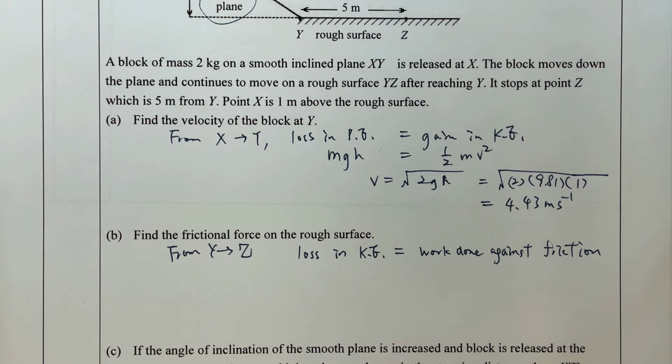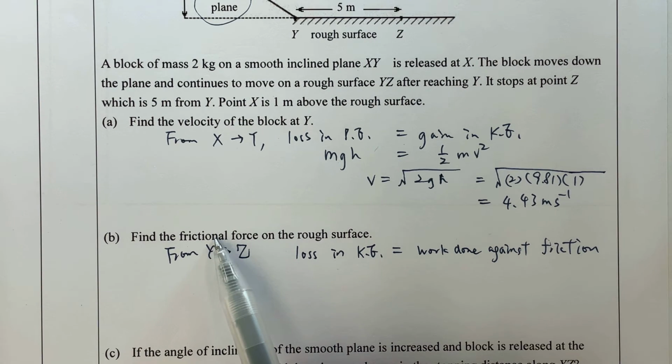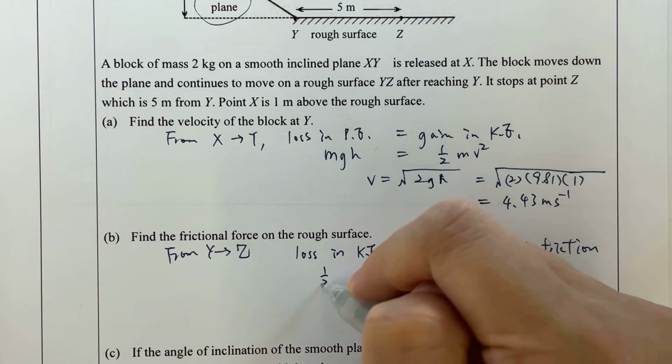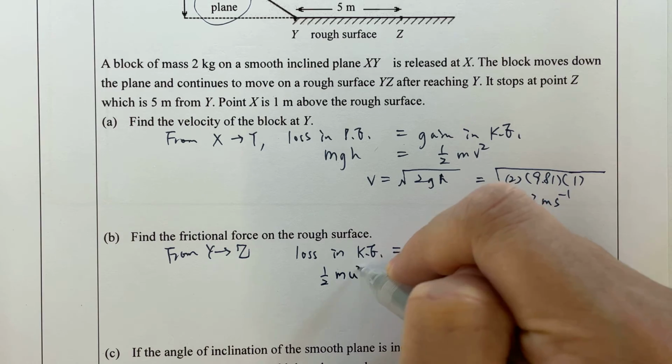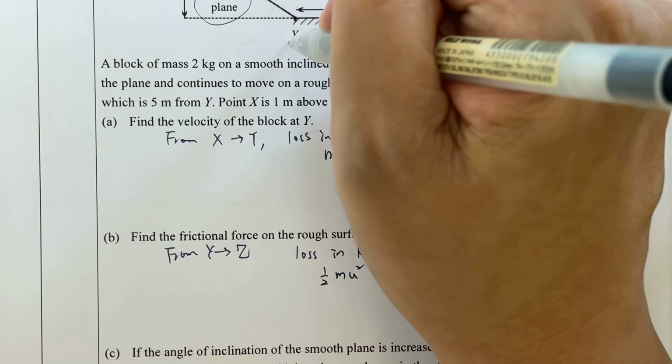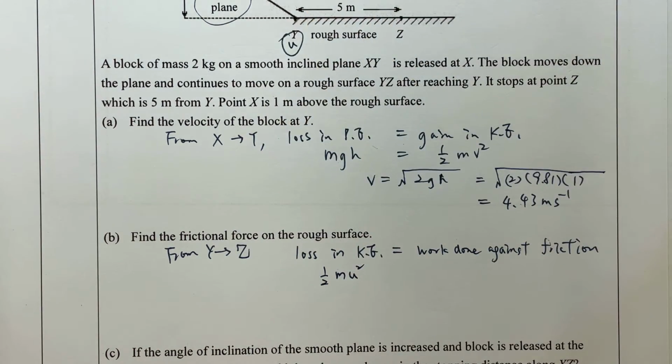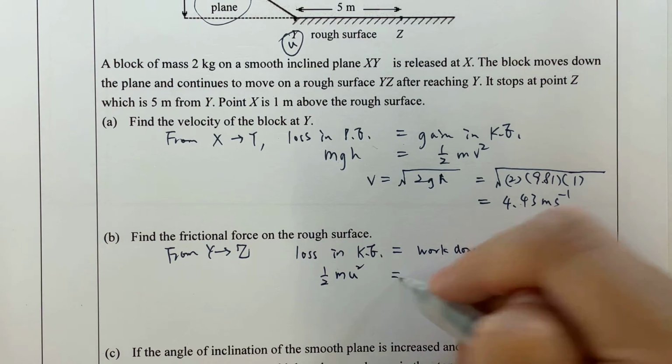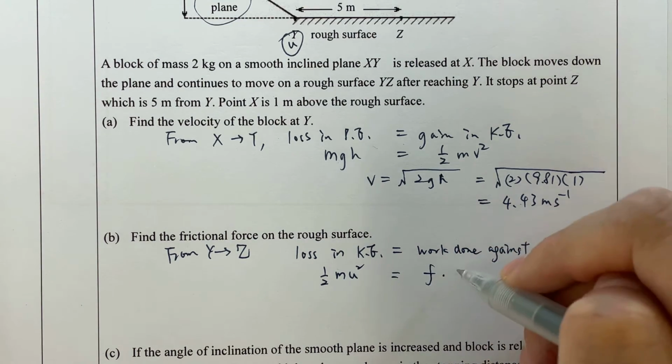Okay, so there's a loss in KE, and all this KE is taken away by the rough surface, the friction. So now we need to look for the value of friction. We may use half mu squared. Why am I using u? Because I'm talking about the initial velocity at this point. And the work done is friction times distance traveled.